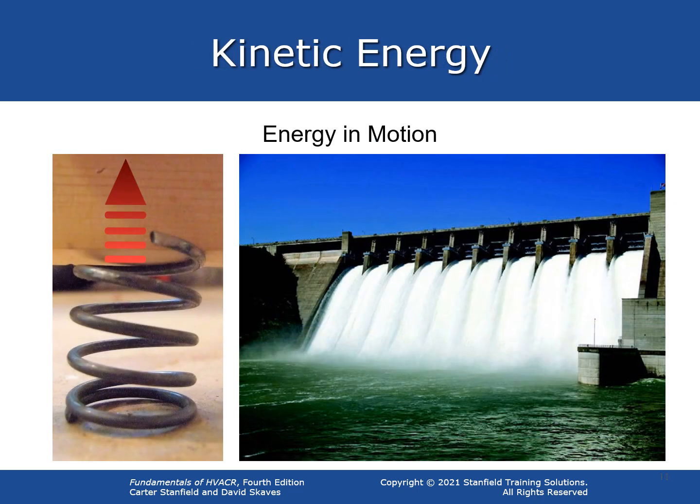Releasing the spring releases the mechanical energy by putting the spring in motion, converting potential energy into kinetic energy. Releasing the water through a spillway in the dam converts the water's potential energy into kinetic energy because the water is in motion.